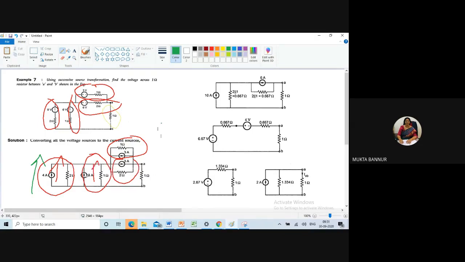Okay, I am going to add them. So 4 plus 10, it will be 10. Okay, similarly, these 2 resistors are connected. These 2 resistors are connected.